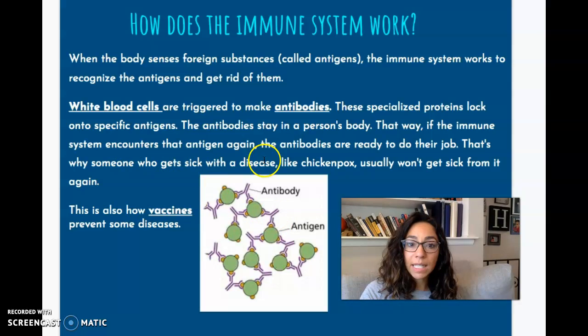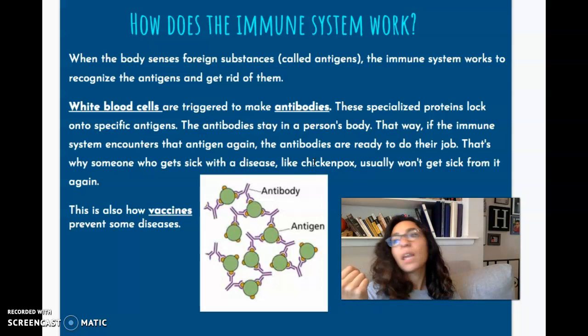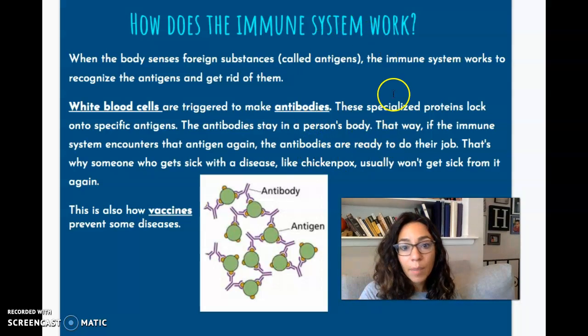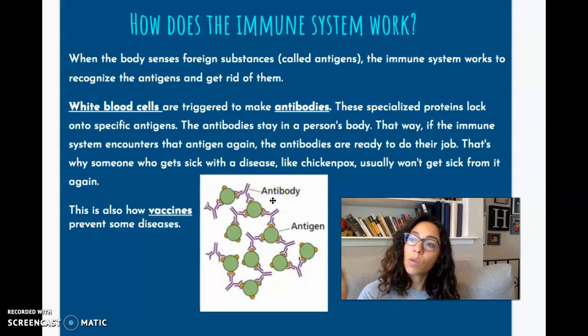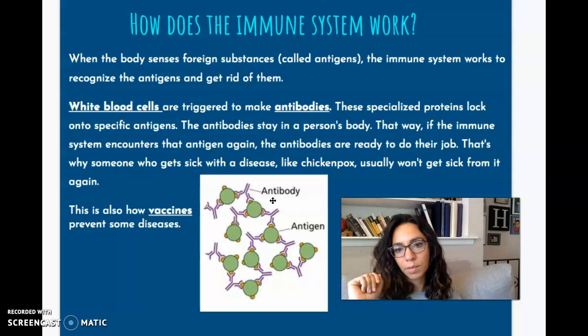So that's why when someone gets sick from a virus like the chicken pox, they usually don't get sick from it again, right? You get it once when you're a kid, your body marks it, we make antibodies that are specific to that particular virus, so our body knows that when we come in contact with that virus again, it can kill it and we never even get symptoms. So that's really awesome that our body can do that.